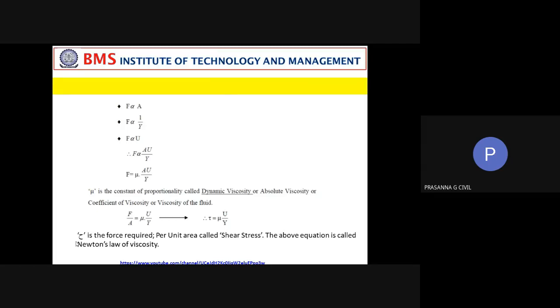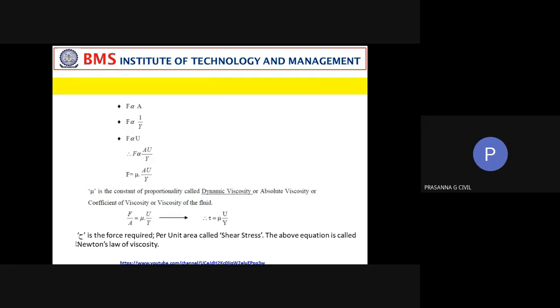Now, removing the proportionality sign, you introduce a new constant or coefficient, which is called the constant of proportionality, or we call it viscosity, dynamic viscosity. So viscosity is basically the term used to give the thickness of the fluid. So here the constant of proportionality is called dynamic viscosity or coefficient of viscosity. Simply viscosity of the fluid is also fine.